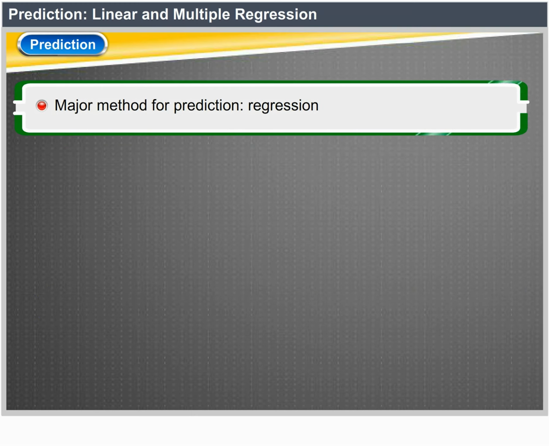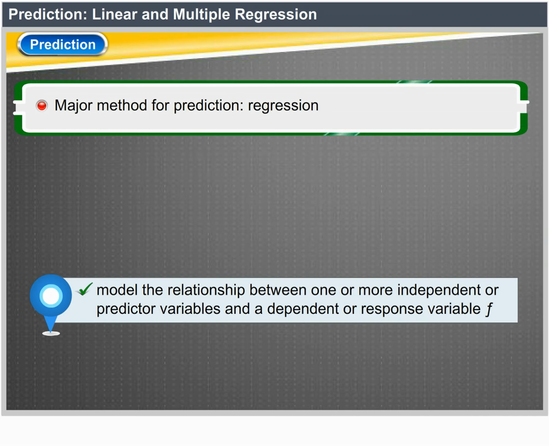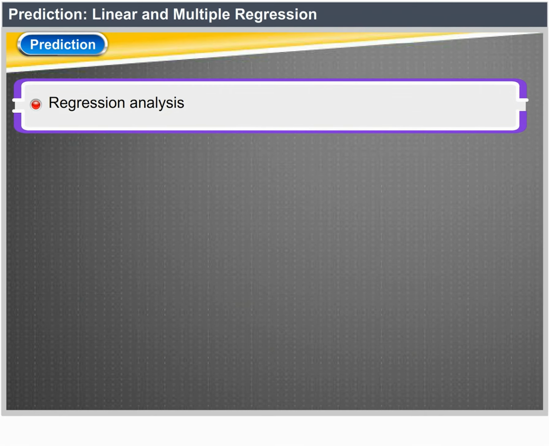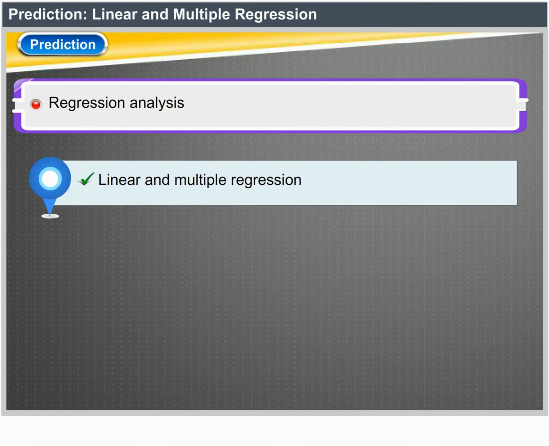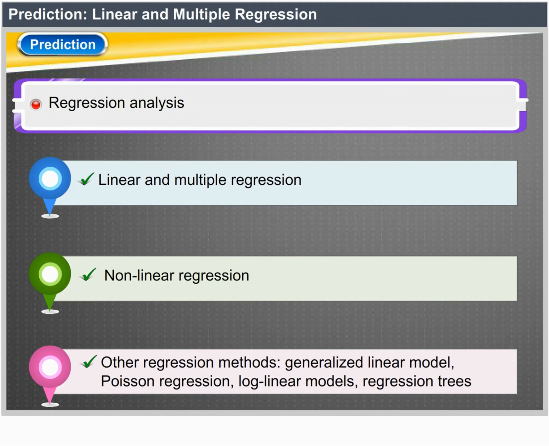Model the relationship between one or more independent or predictor variables and a dependent or response variable. Regression analysis: linear and multiple regression, nonlinear regression. Other regression methods: generalized linear model, Poisson regression, log linear models, regression trees.